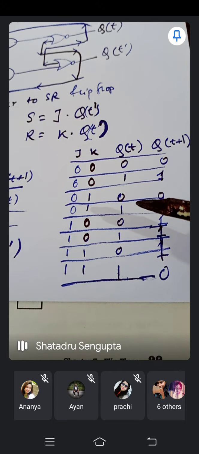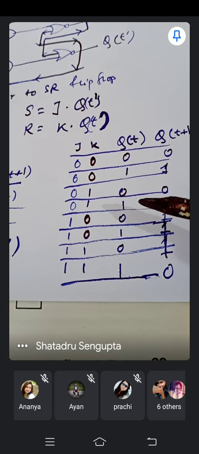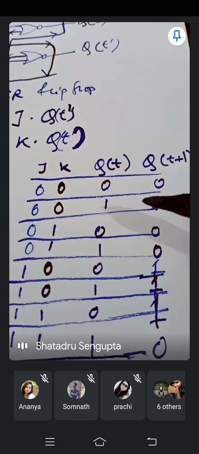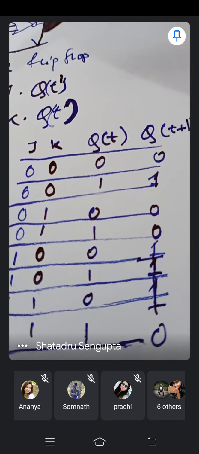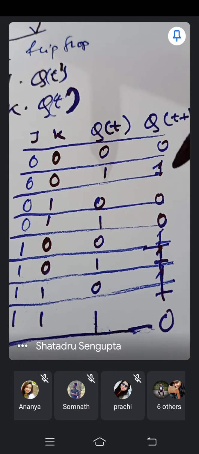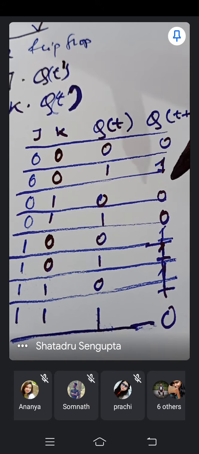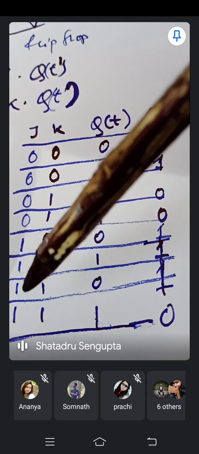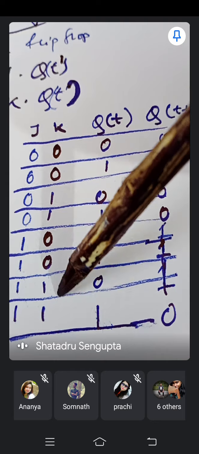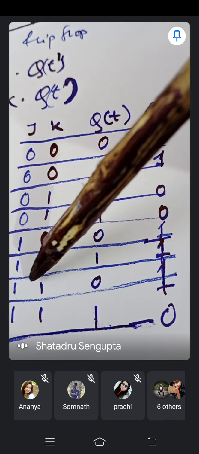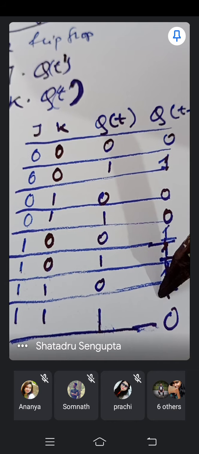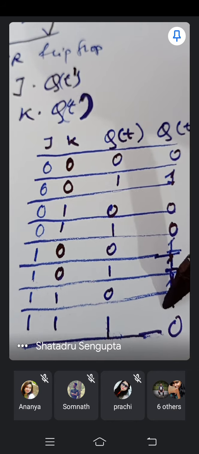Somnath, is the video visible now? Okay. So where from did you not see? Did you understand this table? Did you understand why the JK flip flop is a cut above the SR flip flop? How we are toggling? Did you understand that part? Somnath, did you understand?